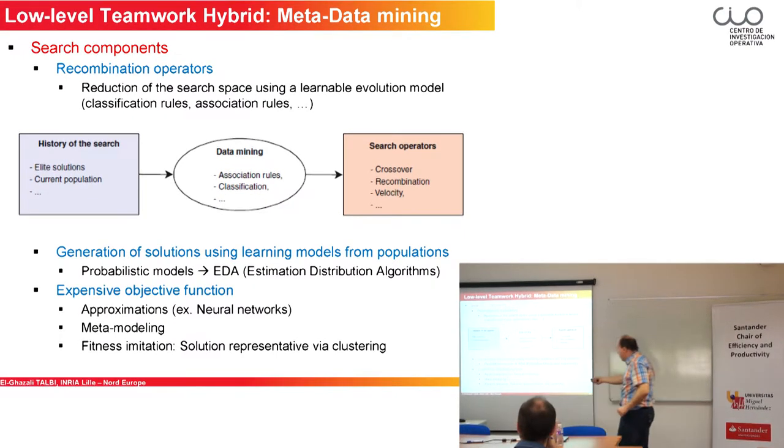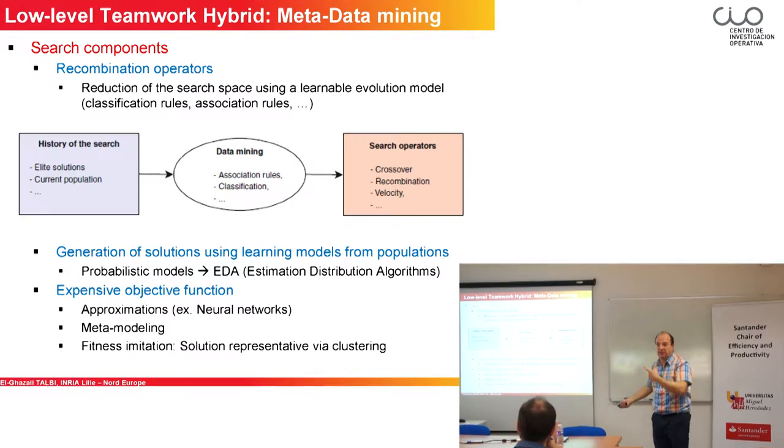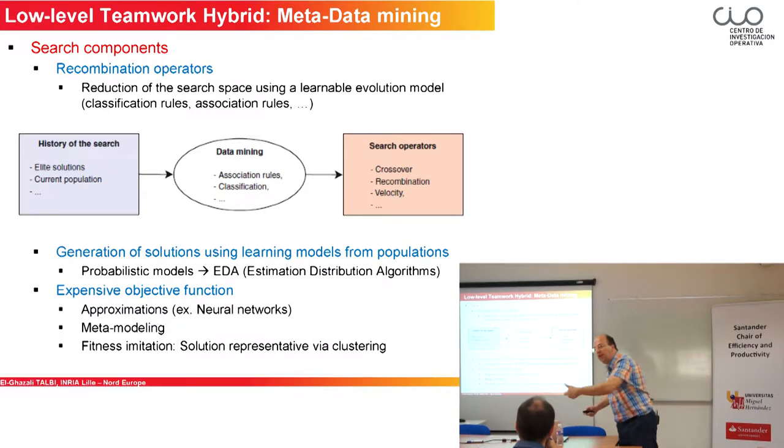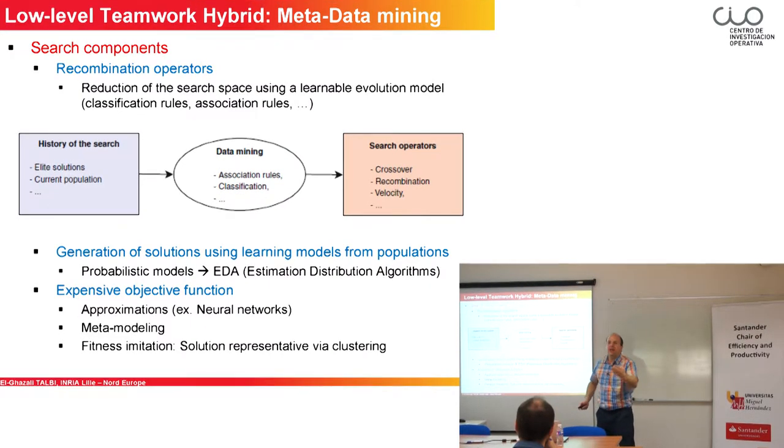And of course, as I told you, if you have a very expensive objective function, the European project I'm participating in is dealing with this. If you have a very expensive objective function, you cannot evaluate the solution. It's very expensive. So you are using some approximation, some meta-modeling, just to have a very quick evaluation. It's not precise, not a problem, but it's a good approximation. Then at the end, you can switch to the real objective function.